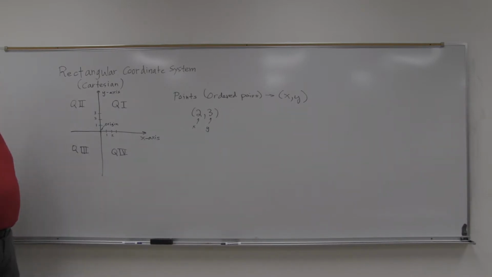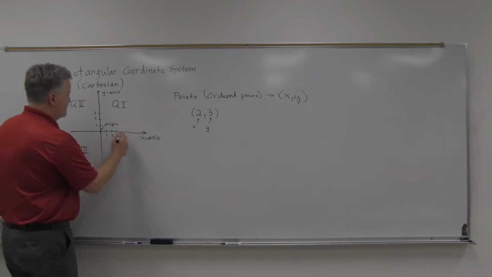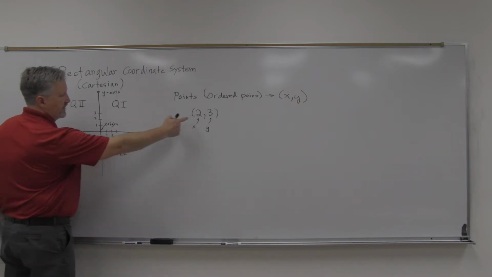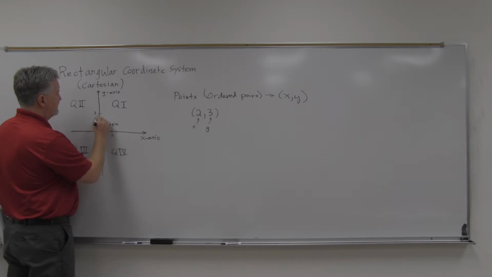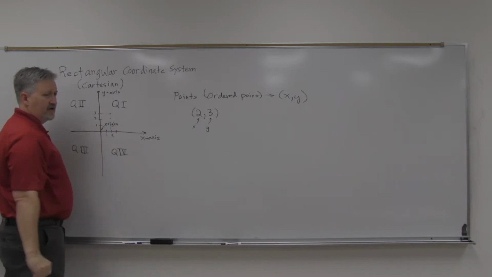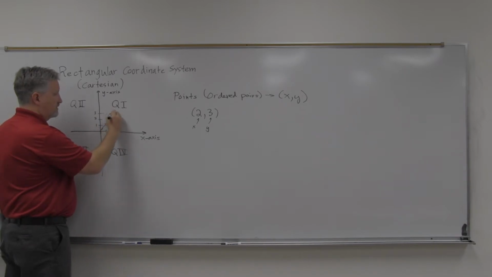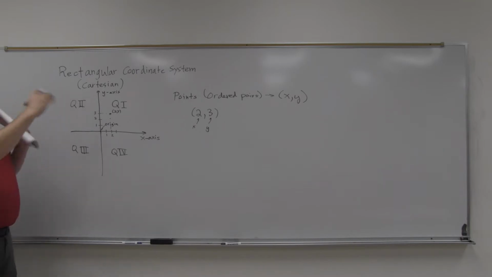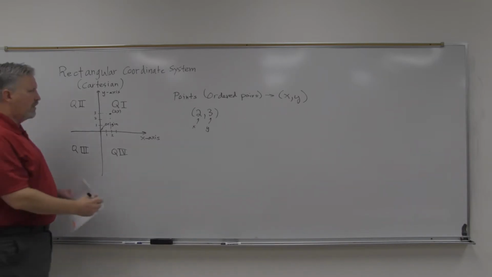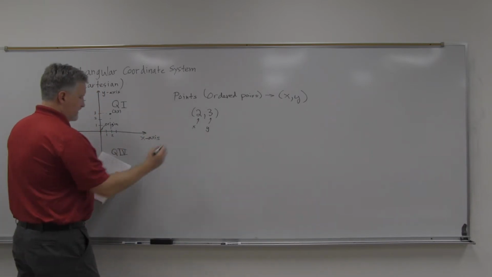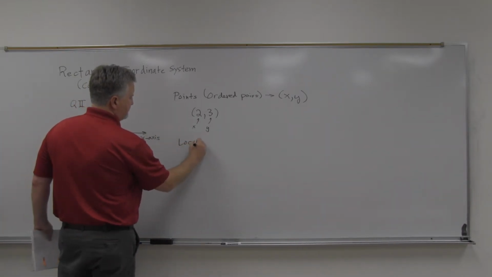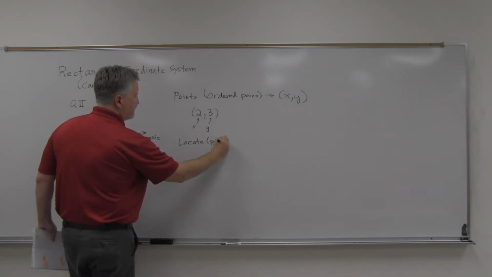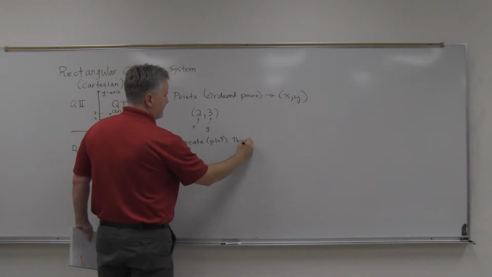So that's how we label points, because in this particular case, 2, 3, x is 2, and then the y is 3, and where those things align, that's the point 2, 3, the name of that point. So it gives us a way to name each and every point. All right, so they say locate, sometimes they say plot, points here that I give you.